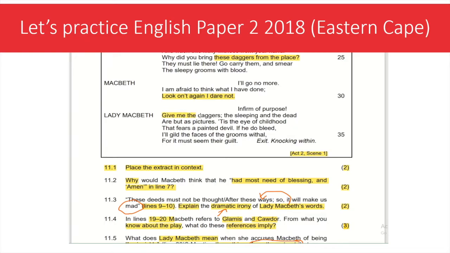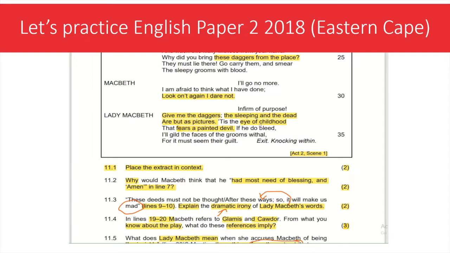She says, give me the daggers. So it's almost out of frustration. It says, give it to me, I'll just go do it. Then she says here, the sleeping and the dead are but pictures. So she's saying that you shouldn't be afraid or traumatized by these dead men because it's just as if they are pictures, they are lifeless. Then she goes on to say, 'tis the eye of the childhood that fears a painted devil. So almost like Macbeth is acting like a child because he's fearing a painted devil, the fake devil.